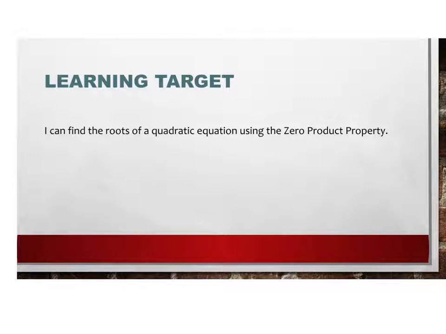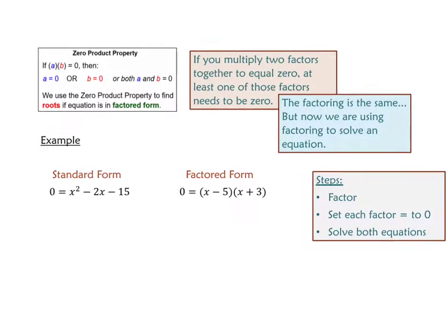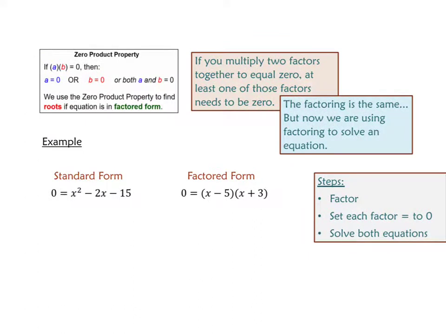Today's learning target is I can find the roots of a quadratic equation using the zero product property. The zero product property: if A times B equals 0, then either A has to equal 0 or B has to equal 0, or possibly both A and B are 0. We use the zero product property to find the roots of an equation when it's in its factored form.